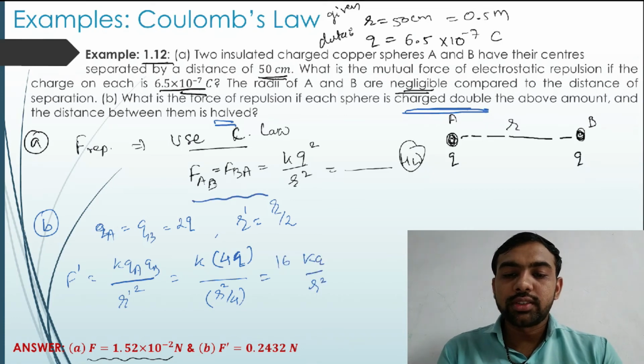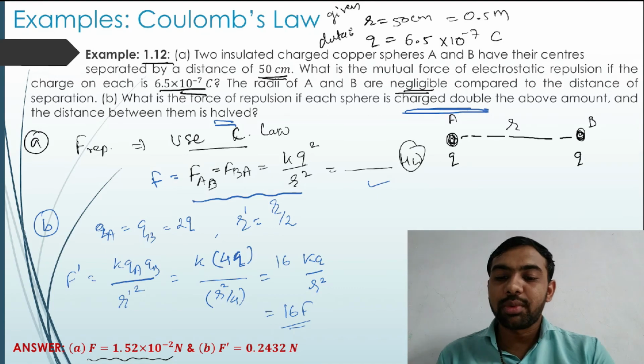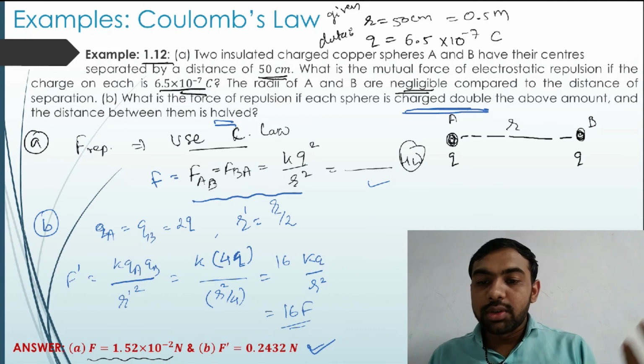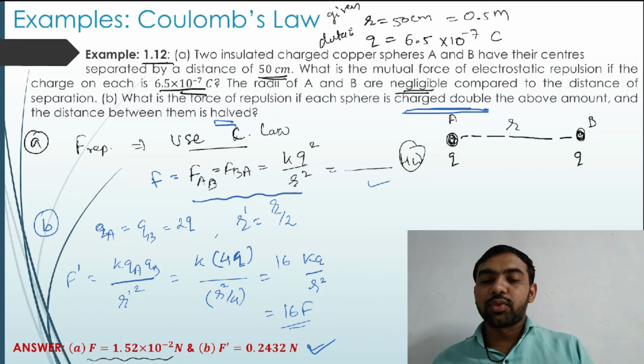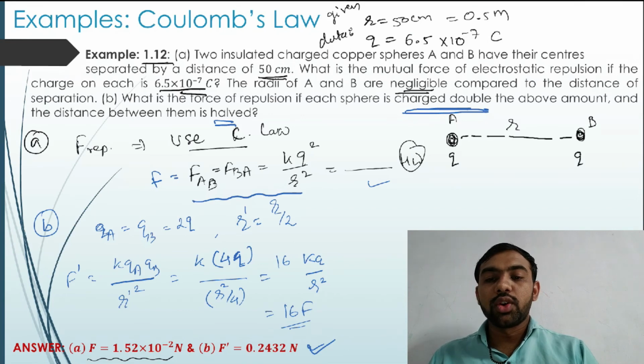Actually, what is KQ upon R square? Suppose that is considered F. So the answer is 16F. Whatever answer you have here, multiply it by 16, and you get your answer. So finally you get this answer, see, 0.2432 Newton, by calculating. So if you double both charges and halve the distance, the force becomes 16 times the original value. Okay, all of you note this, then after that we go to the next. Okay, note it.